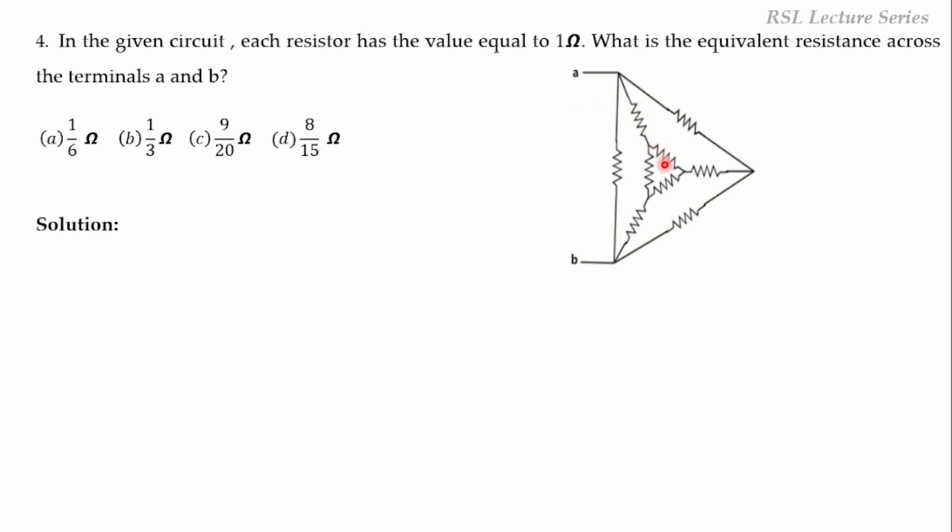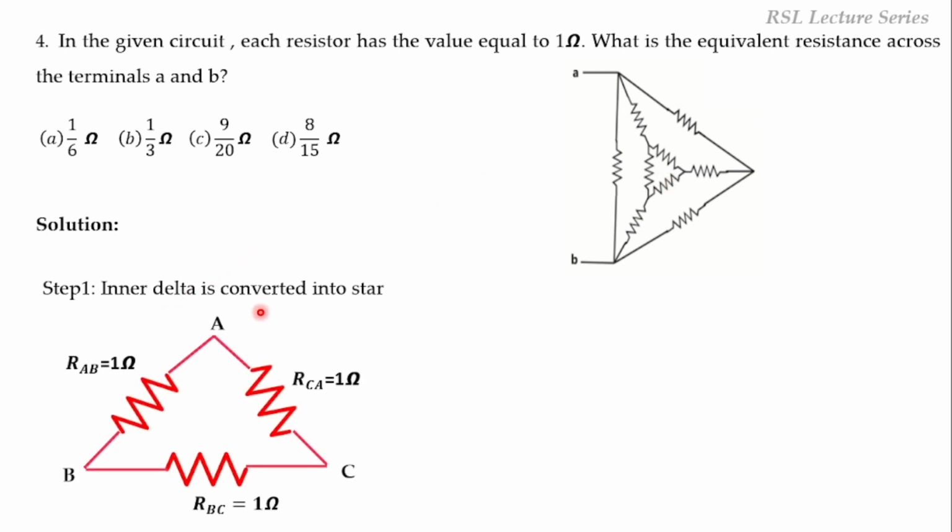Okay. So now we'll solve it from inside. So now we'll first convert this delta into its star equivalent. Now we are going to convert this inner delta into star. So let us consider this as A, B, C, and the values are already given, 1 ohm. RAB, RBC, and RCA are 1 ohm each.